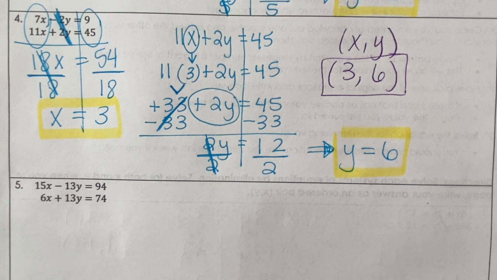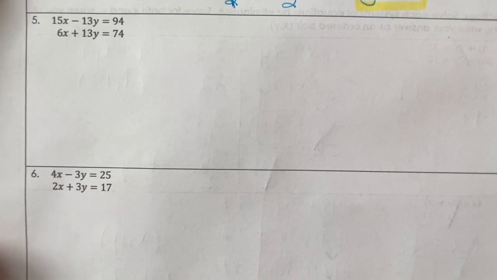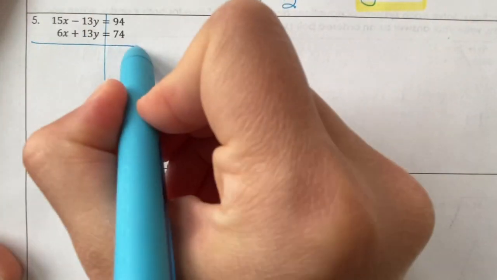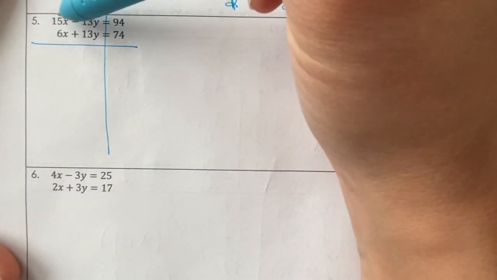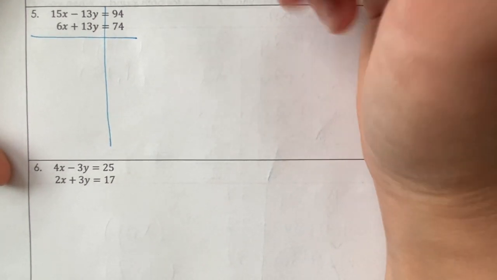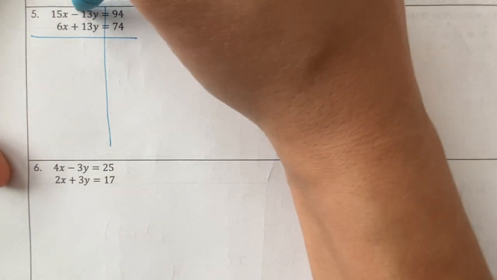All right, two to go. All right, number 5. Once again, I hope that you are automatically seeing, ooh, those two get eliminated, and cross them out. So if you look at your x's, 15 and 6 do not cancel out. They don't get eliminated because they're not opposites. But negative 13 and positive 13, or minus 13 and plus 13, add up to 0. So those get canceled out.